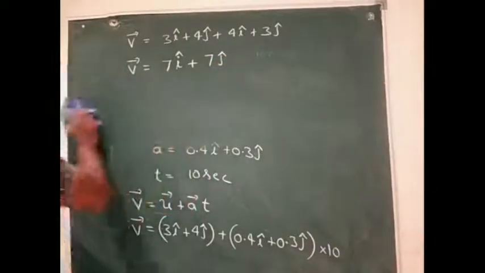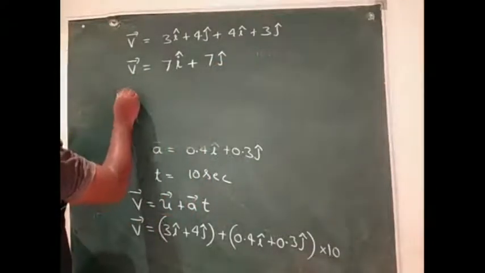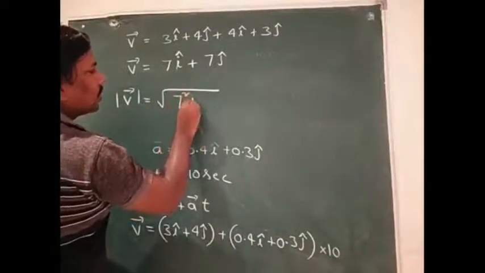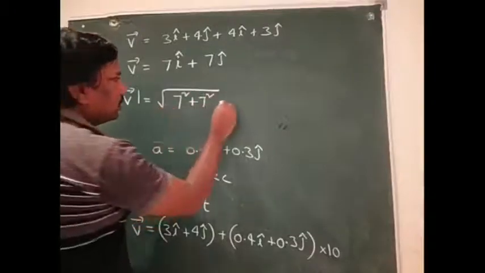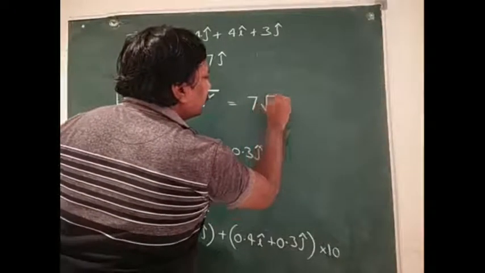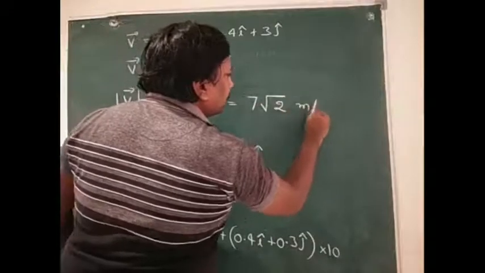Now we can find out the speed. That means modulus of v bar. Modulus of v bar equals root over 7 square plus 7 square, that is 7 root 2 meter per second.